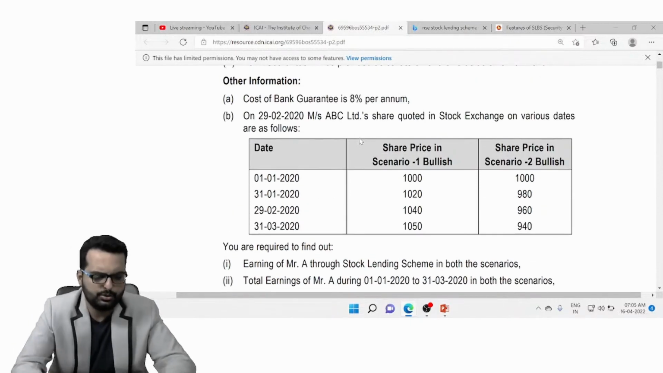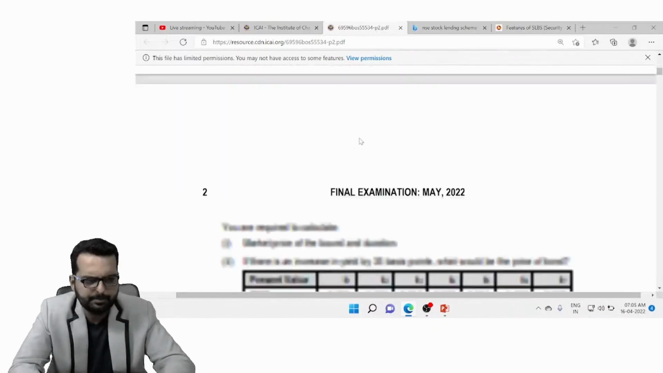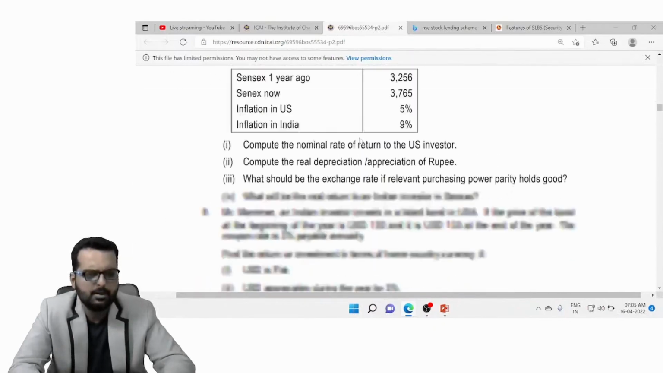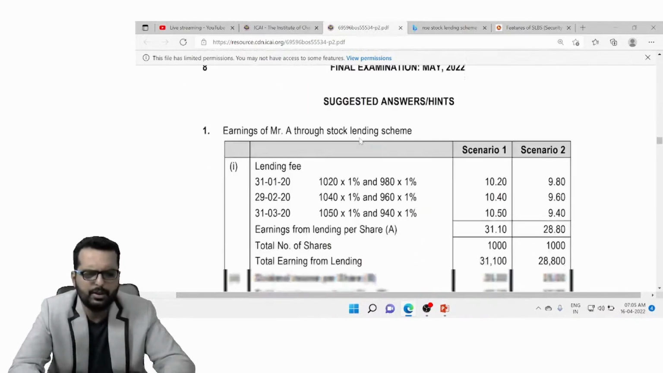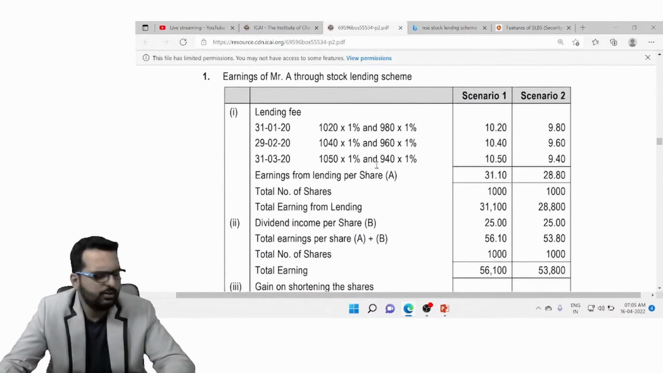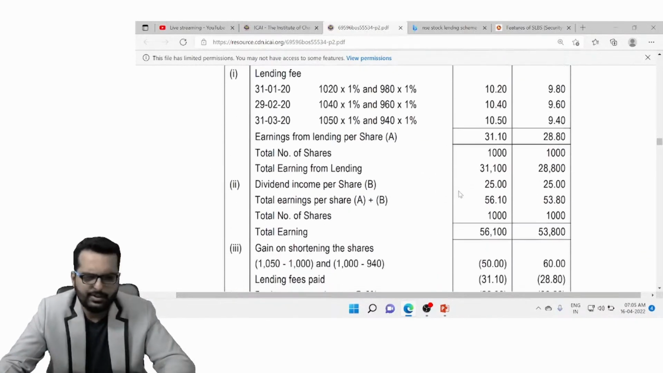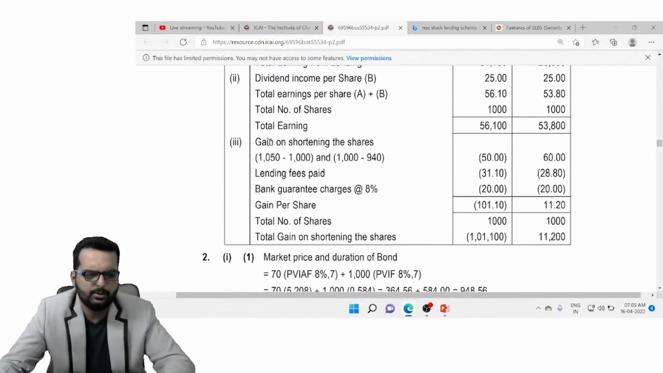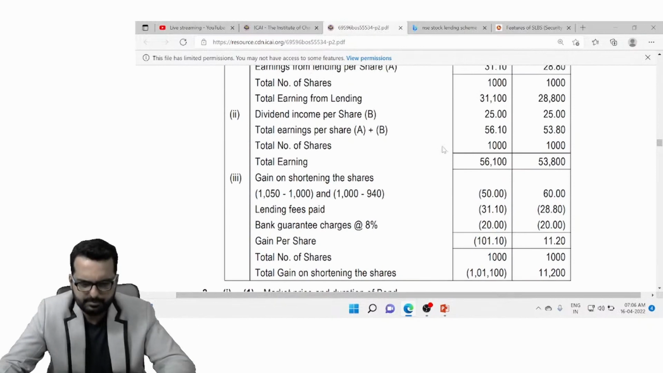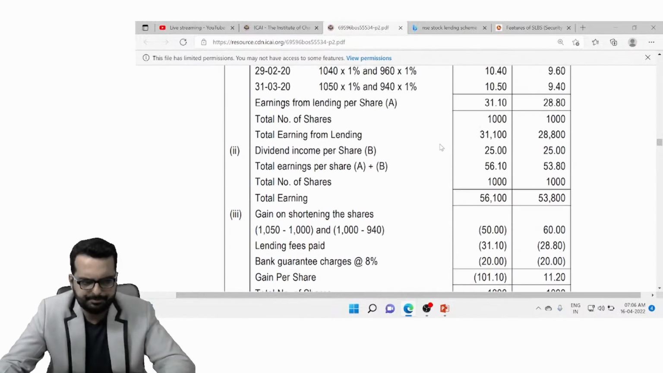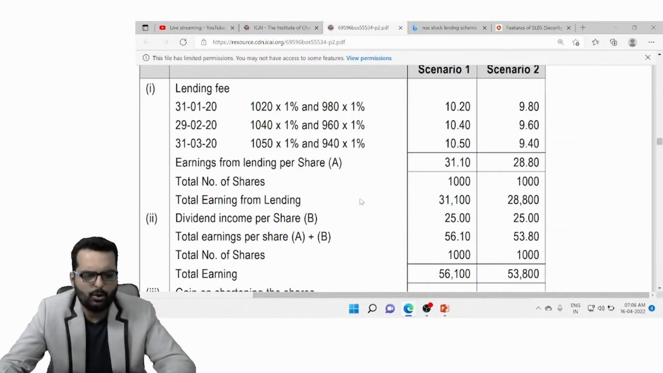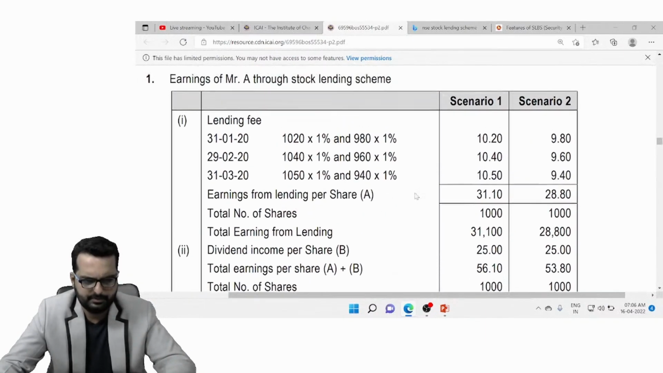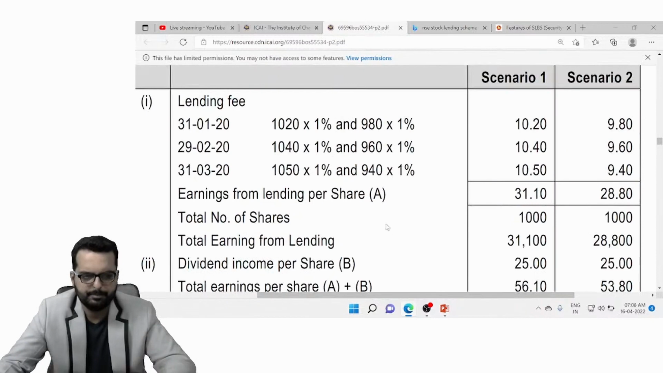I'll just show you the solution, friends, those of you who are doing it. Now, in the exam hall, if you have a question with dividend coming up, you consider dividend because here in the question, there is no dividend given. 11,200 gain, that is right. So that's the same answer that they have got over here. You can go through the screen, and if you have any doubts, you can let me know. There is a lending fee.